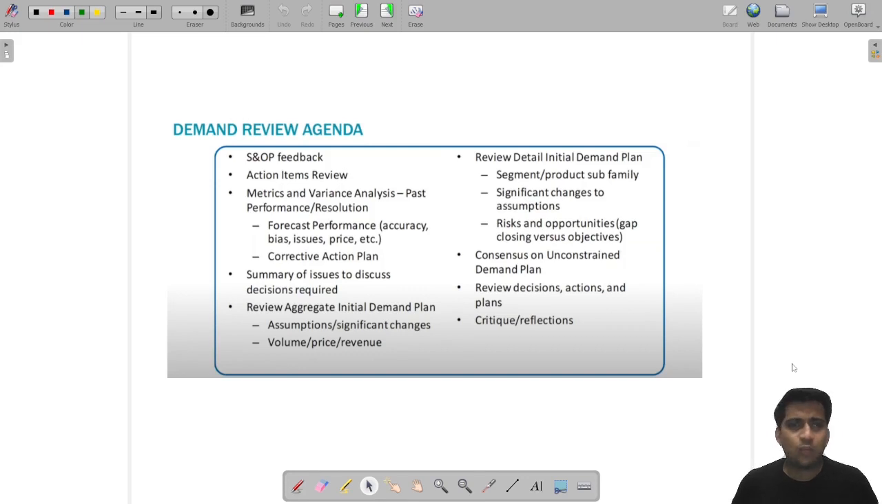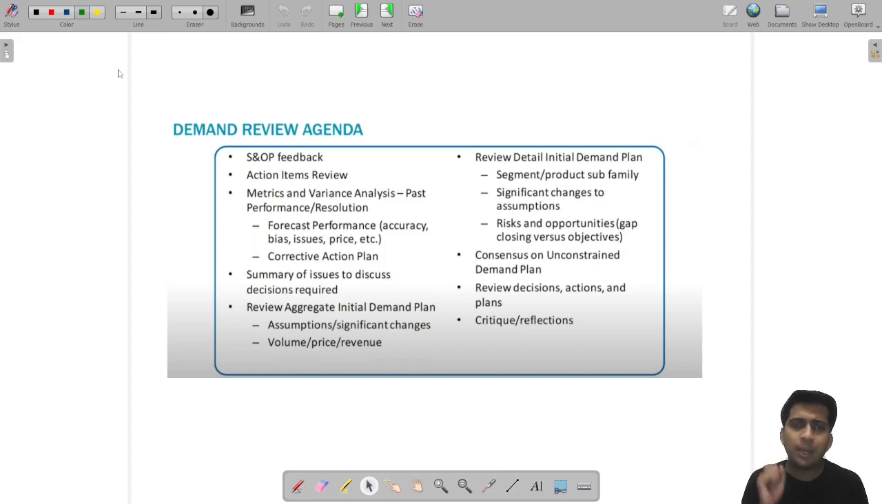In this lesson, we'll be discussing demand review. One of the common mistakes made in any demand review is considering it as another meeting about knowledge transfer, or just to update other functions on what's happening in the demand planning function.